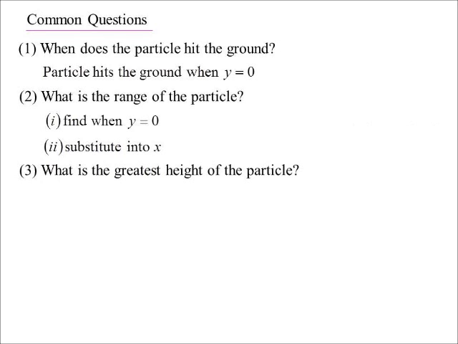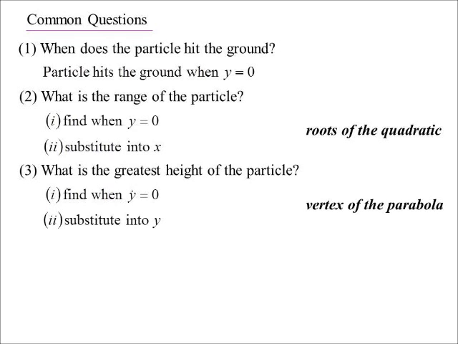Greatest height of the particle. Well, before it can start coming down, it's got to stop. Once it's stopped, it's not going to go up any further. So let's find when the vertical velocity is equal to 0. That'll give us the time. We can substitute that into vertical displacement, and that'll tell us how high it goes. If I'm dealing with the quadratic, we're talking about the vertex of the parabola, so we can find the vertex.